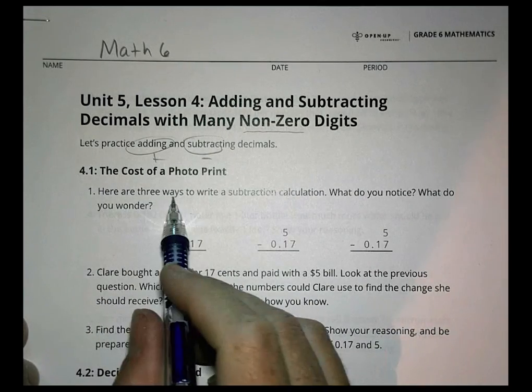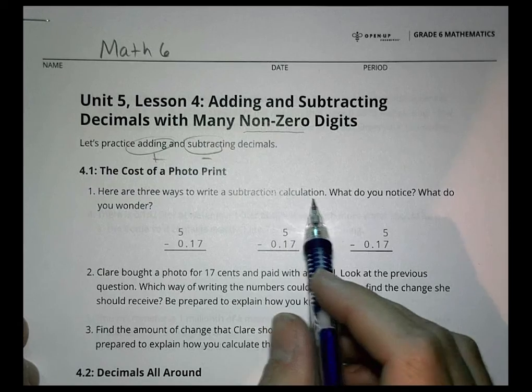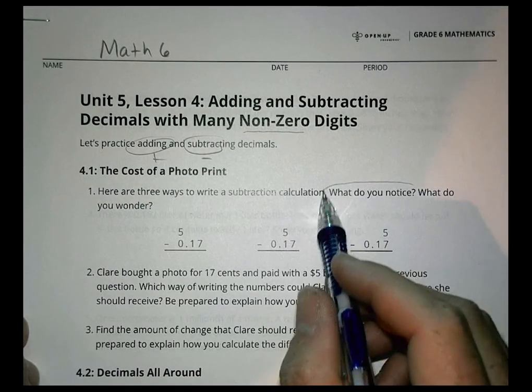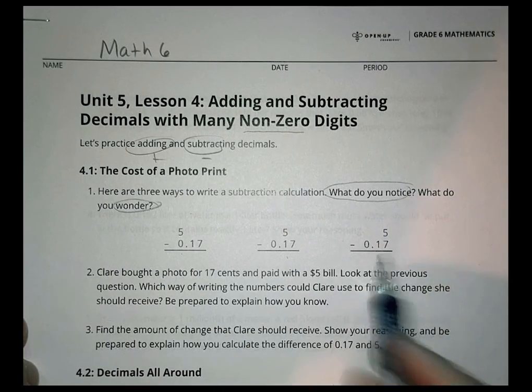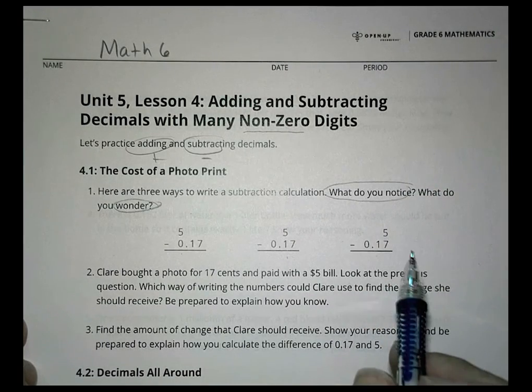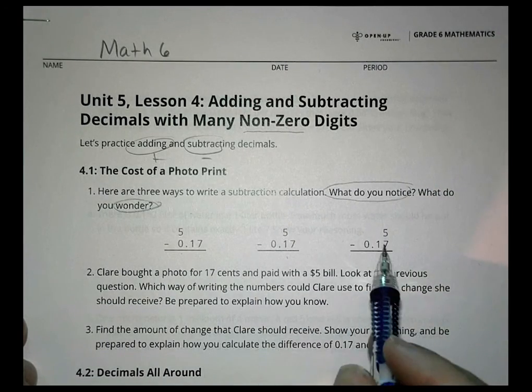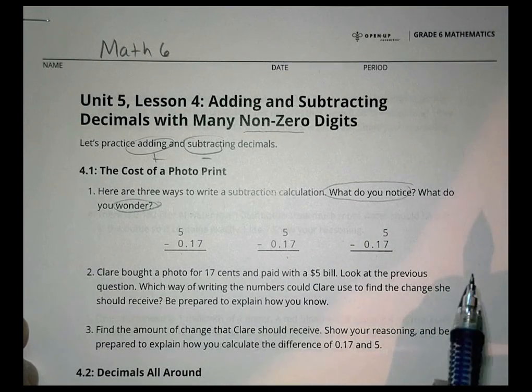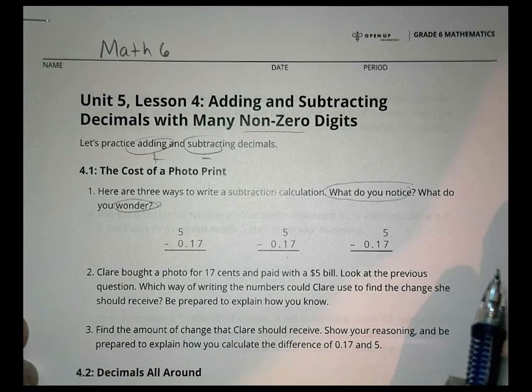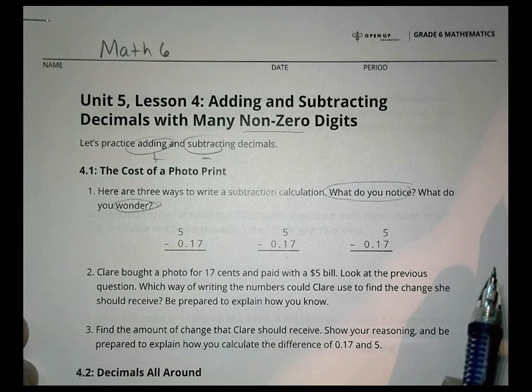So here are three ways to write a subtraction calculation. What do you notice, and what do you wonder? So take a look at these three things here, and what is it that you're noticing or wondering about the way those three subtraction calculations are set up? If you want to pause and take a moment to talk about it as a class, that's okay. Just press pause in the video and then come on back together.